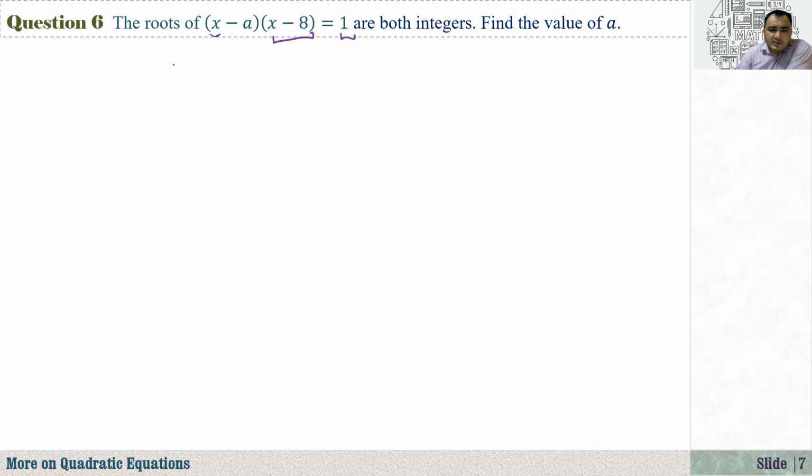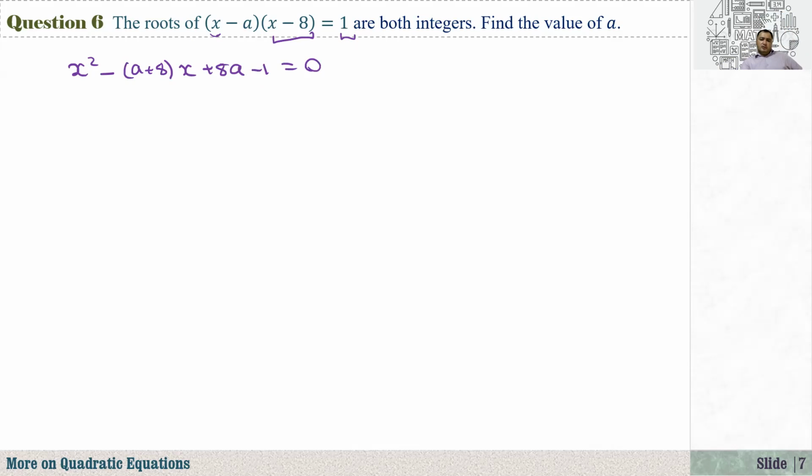Anyway, first, let me just write it also in this way. If you expand this, what we have here is x squared minus 8x minus ax. So here we have minus (a plus 8)x. And here we have minus a times minus 8, that's equal to plus 8a. Take 1 to the left hand side, minus 1, that's equal to 0, right?